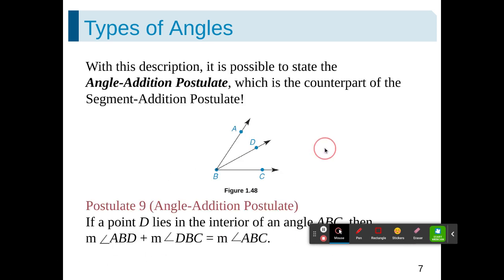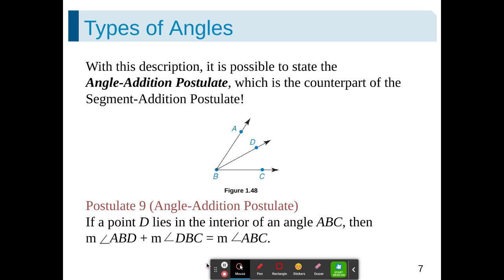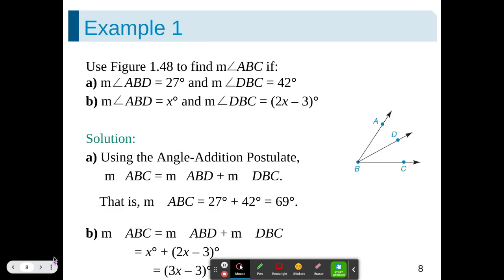We have a postulate that we can use called the angle addition postulate. It's a lot like the segment addition postulate. In the angle addition postulate, we're basically saying that we can take those angles and add them together. So we can say that angle ABC is equal to angle ABD plus angle DBC. And from there, that leads us to other things. For example, we know that angle ABD is equal to 27 degrees, and we know that DBC is 42 degrees. And so then we can add them together. That's the angle addition postulate.